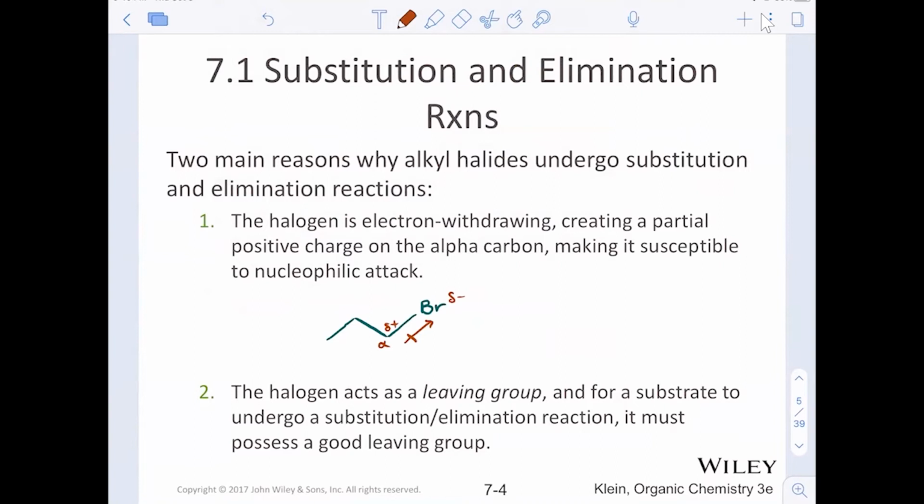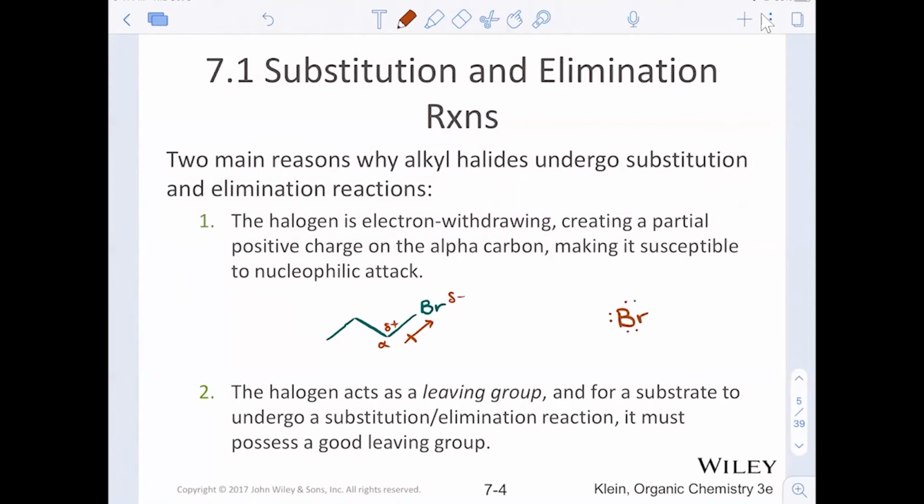It's making it susceptible to a nucleophilic attack. The halogen is what is acting as a leaving group. And for a substrate to undergo elimination or substitution reactions, it must possess a good leaving group. And what we mean by that is when our nucleophile or our base comes in to attack this electrophile, that bromine is going to be leaving as an anion.